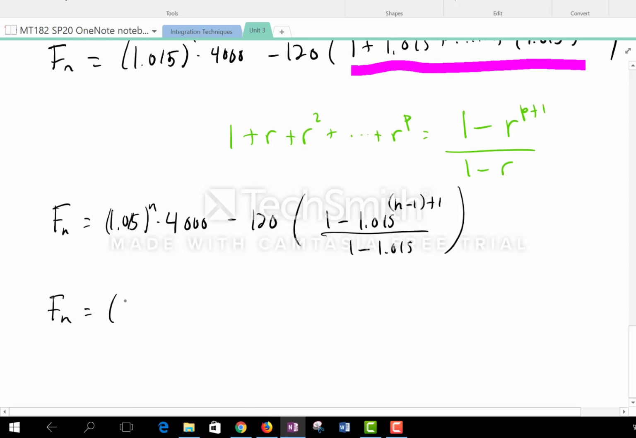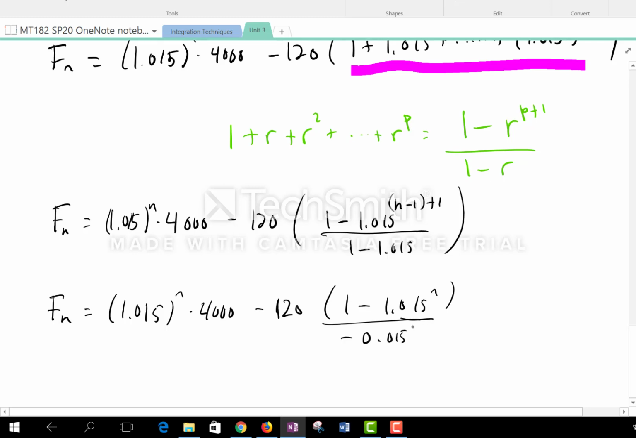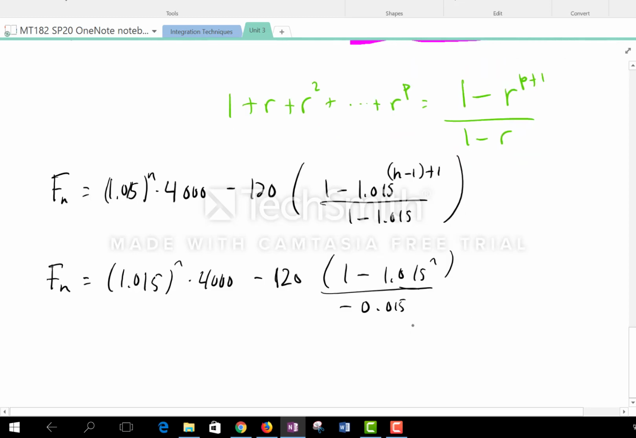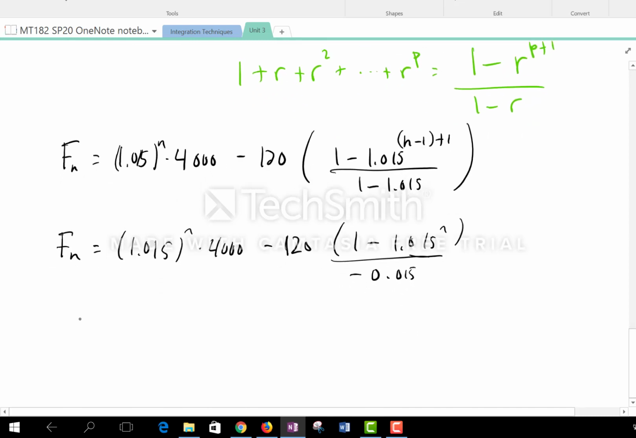Alright, so we're going to just copy down again. A little bit of a tedious process here, but you can see we're going to get a nice formula at the end of this. Okay, minus, now I'm going to do a little bit of arithmetic here. So the numerator is going to be 1 minus 1.015 to the nth power. Our denominator there would be negative 0.015. Alright, I'm going to divide that into the negative 120. Rewrite this line once again.